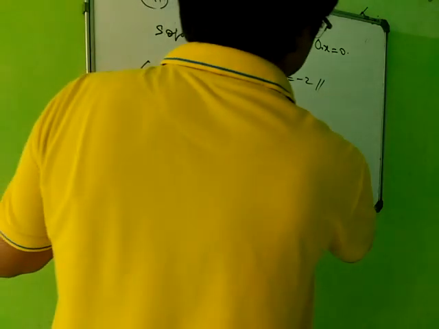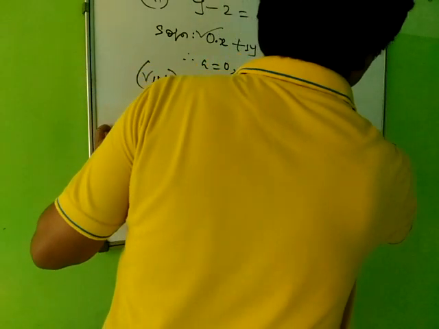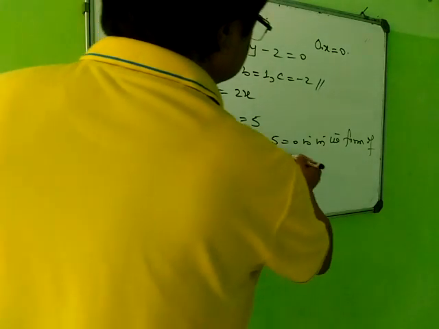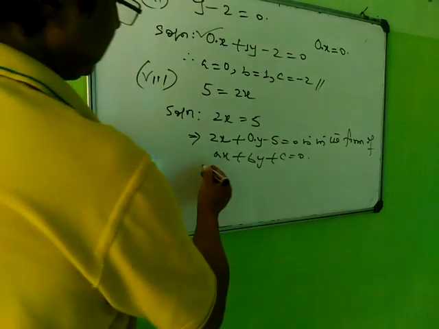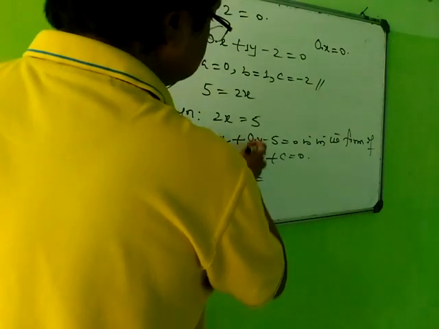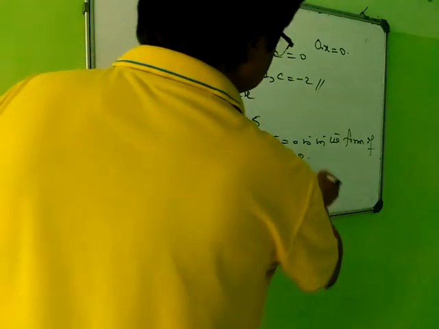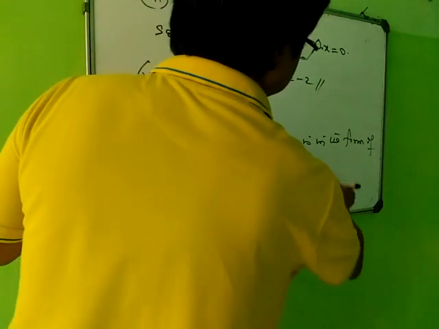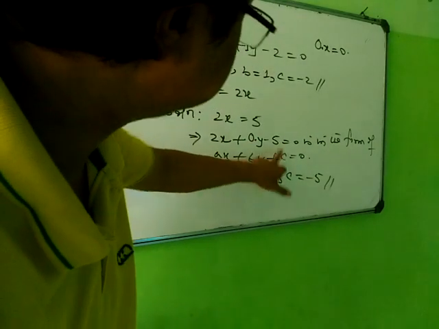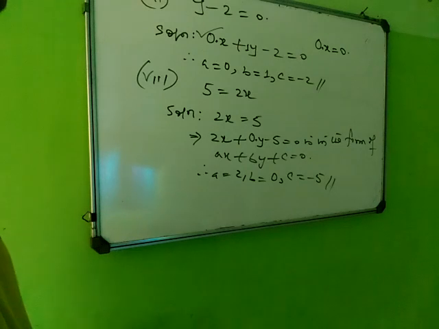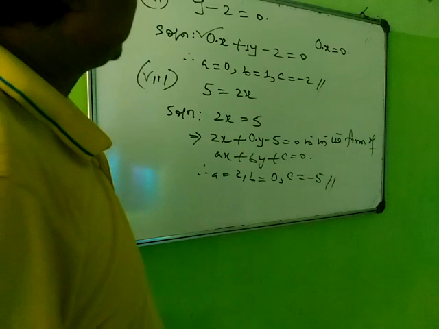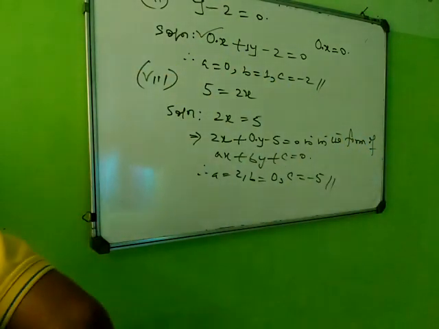So it is in the form of ax plus by plus c is equal to 0. How much is a? So a is 2. How much is b? B is 0. How much is c? Constant, minus 5. So a is 2, b is 0, c is minus 5. So we have completed 4.1. These all the sums are very simple. Now we'll be moving on to 4.2.